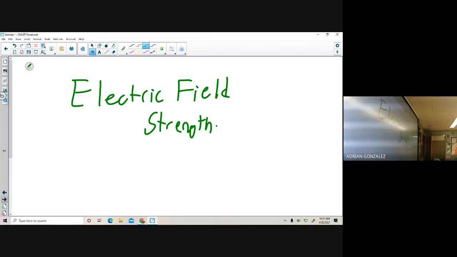Now, that's pretty straightforward, pretty simple. Easy enough if we're looking at it, right? If you have an electric field, you need to know how hard that test particle is getting tugged. The harder it's getting tugged, the stronger the field is. Simple enough? Yes? Now, the formula for it is really, really simple.